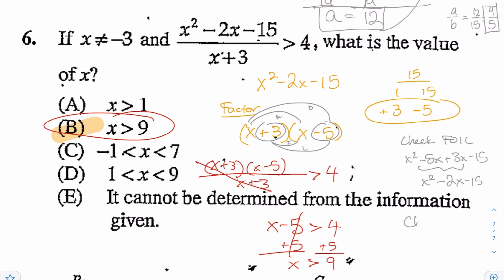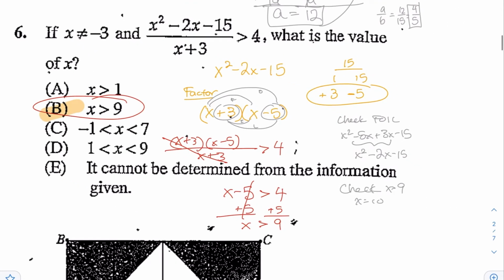Now you can also check your work by substituting something greater than 9, for example, if x is equal to 10. So if x is equal to 10, the numerator would become 10 squared minus 2 times 10 minus 15. The denominator will be 10 plus 3. So this would be 100 minus 20 minus 15 divided by 13. And that's 100 minus 35, which is 65, divided by 13.